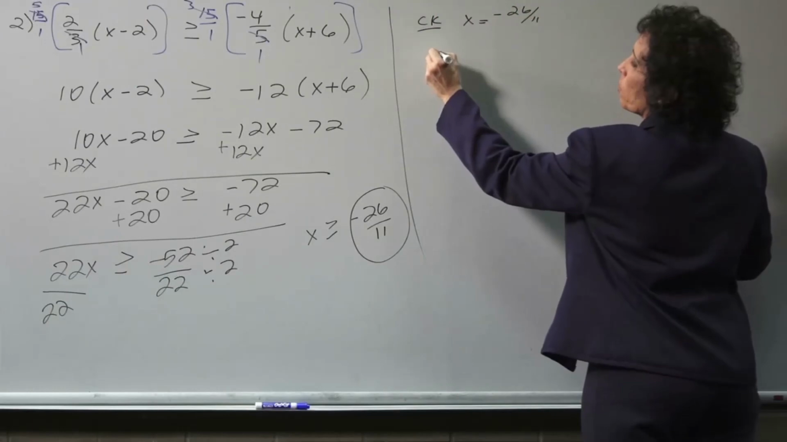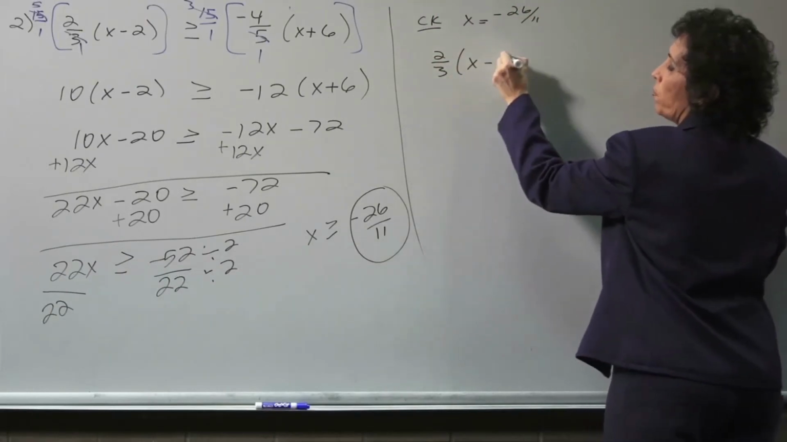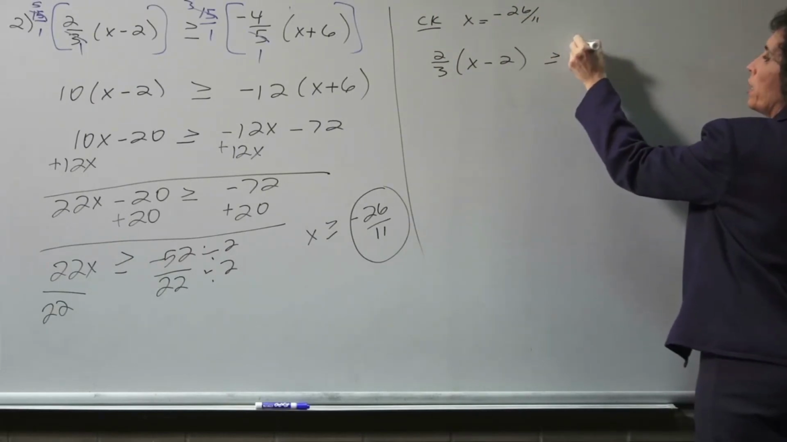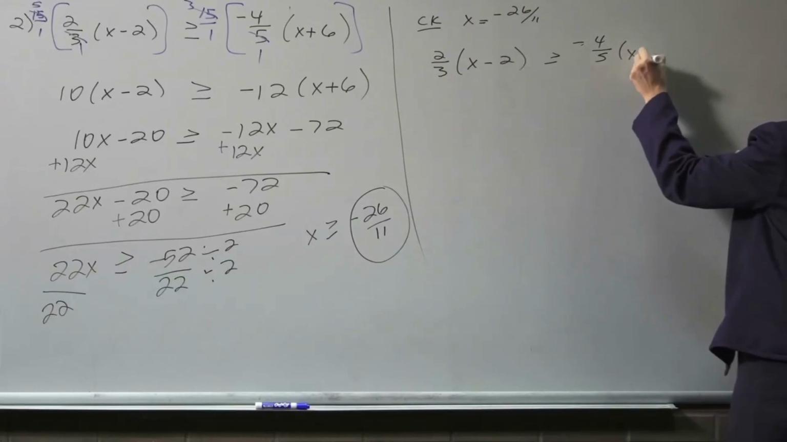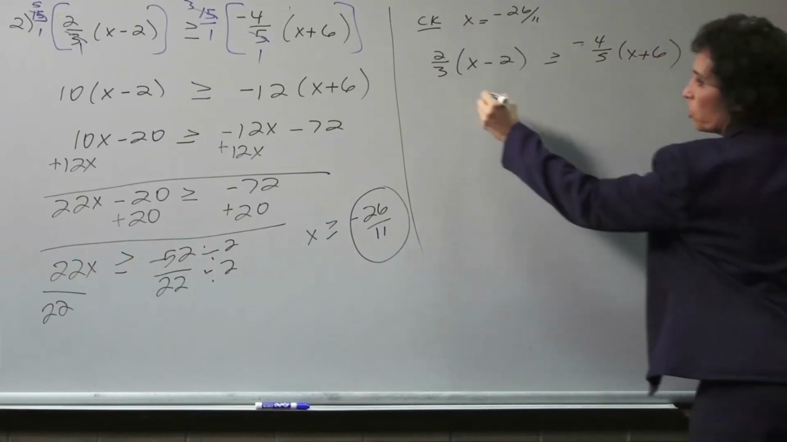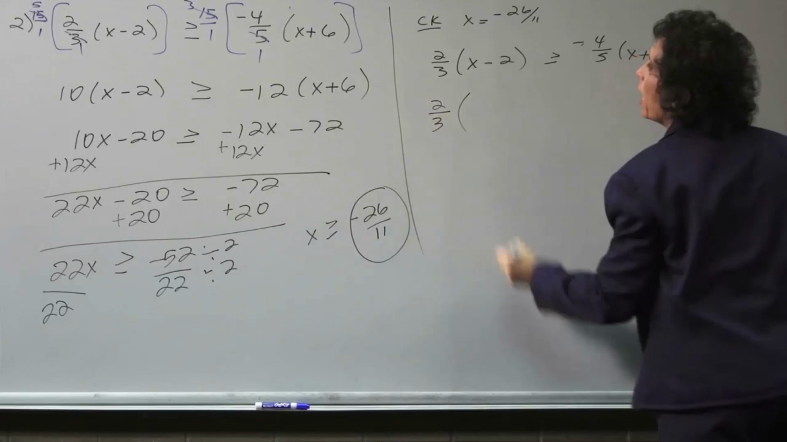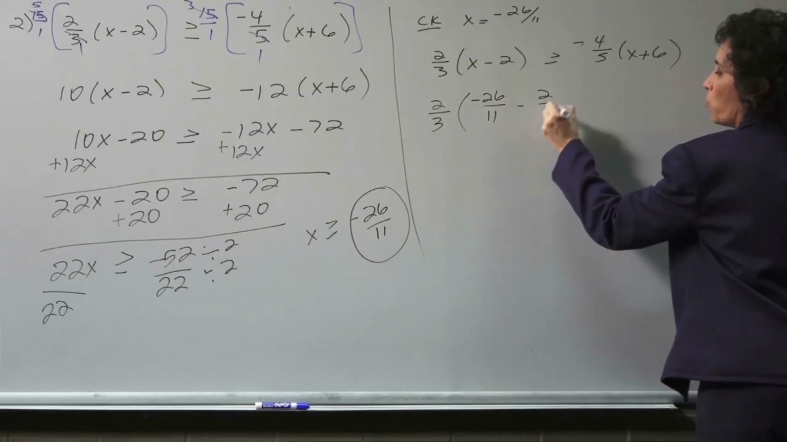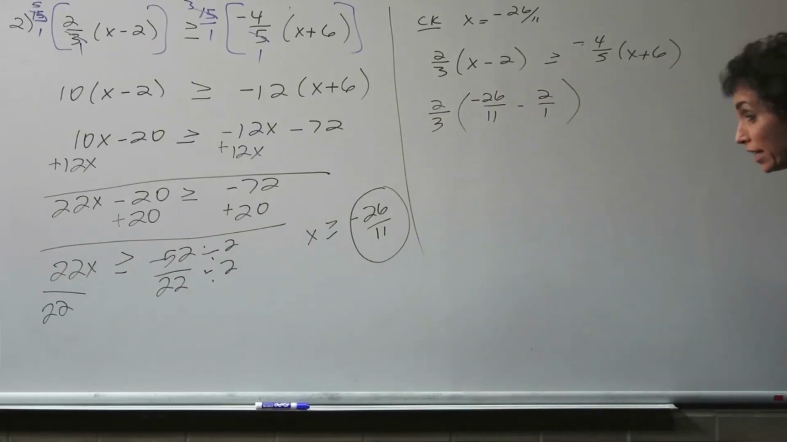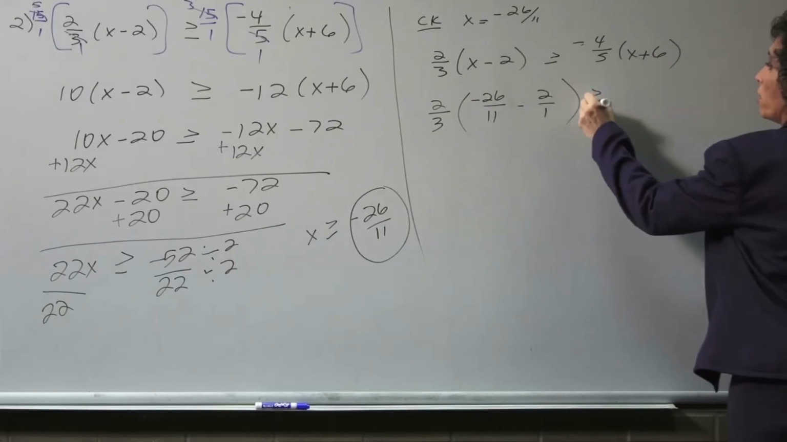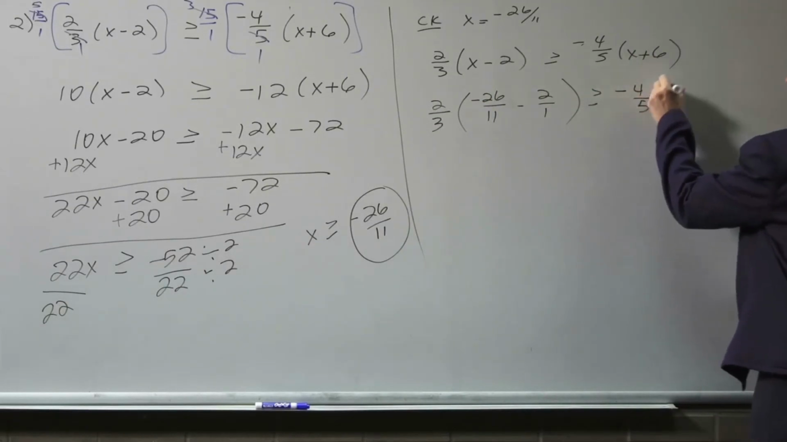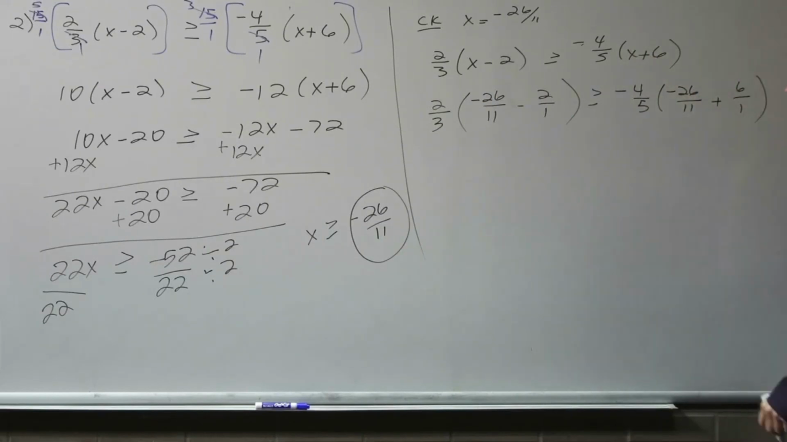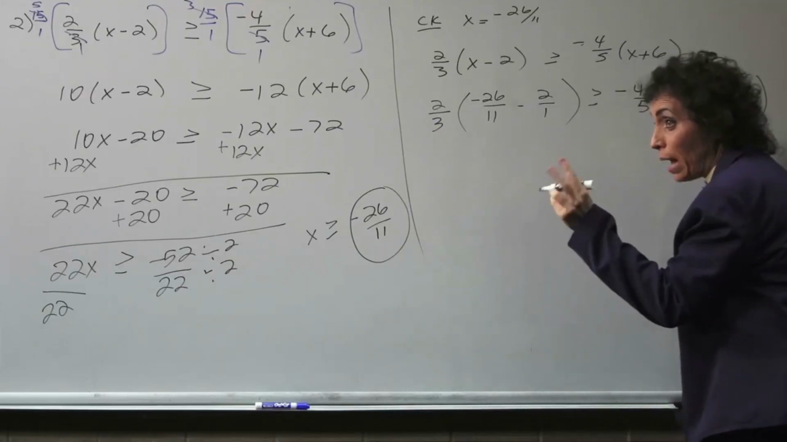All right, 2/3 times x minus 2. Write the original problem. Negative 4/5 times x. I know I'm going to have to erase some of this and get you more space, but we'll deal with that when it comes to it. X is negative 26/11. I'm going to write the 2 over 1 because I'm going to have to combine them. You're feeling happy. All right, here we go. Greater than or equal to negative 4/5 times negative 26/11 plus 6 over 1. Oh, I'm feeling happy. You just can't tell yet, but I'm happy.